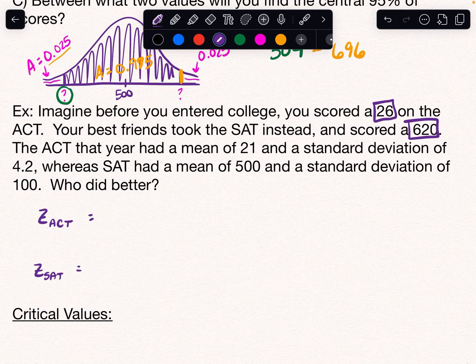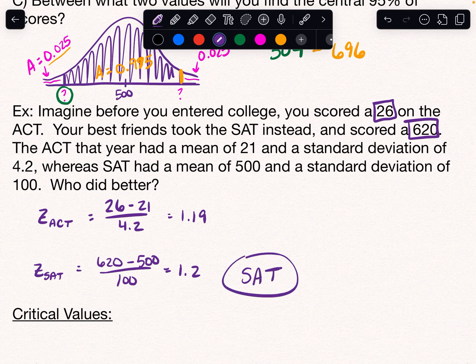So Z-score, we're starting with our data value, subtract the mean, and divide by the standard deviation. Same thing with SAT, so Z-score equals data value minus the mean divided by the standard deviation. Oh, snap. They're basically the same thing. Okay, so I got 1.19 and 1.2. Technically, who did better is the friend who took the SAT test, because their Z-score is further away from the mean than the other one, because it's a larger Z-score.